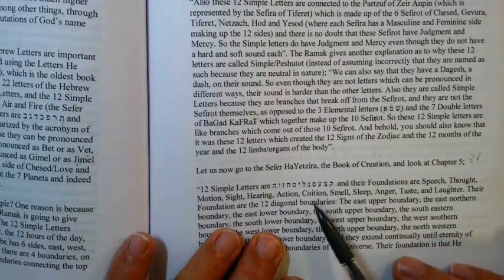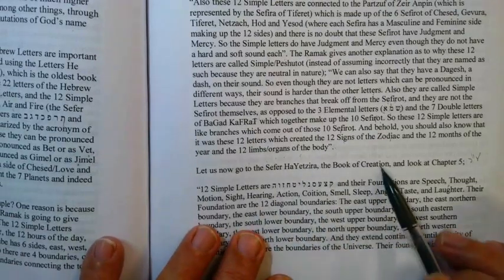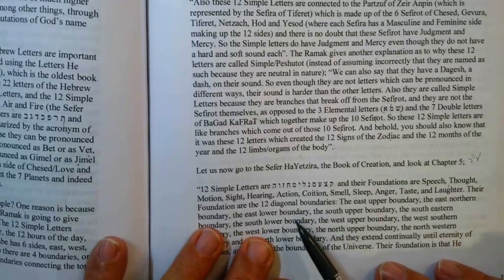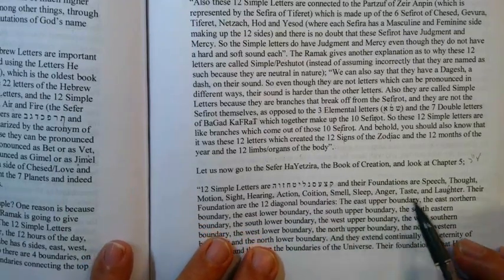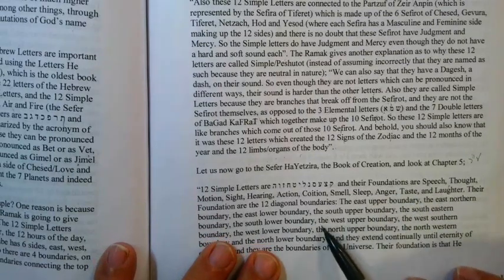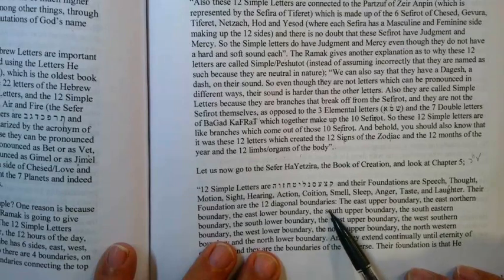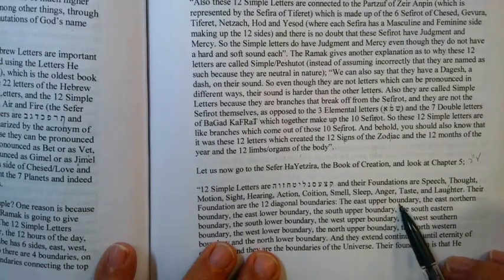And he says, so for our background, we have to know that they represent speech, thought, moon, sight, hearing, action, coition, smell, sleep, anger, taste, and laughter. So their foundations are the 12 diagonal boundaries, the east upper boundary, and he goes like this. You're looking, I think he didn't mention, but you're looking at a cube.